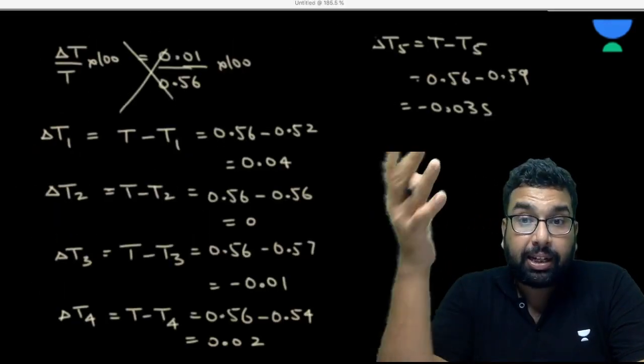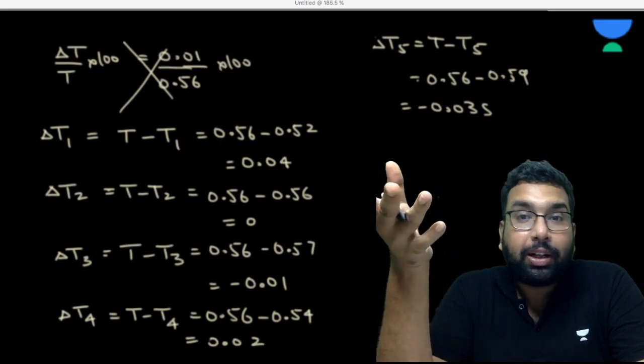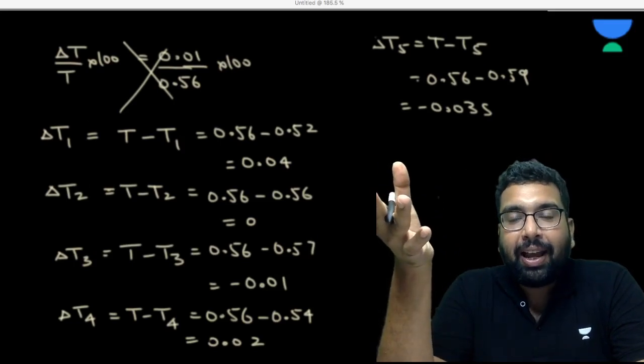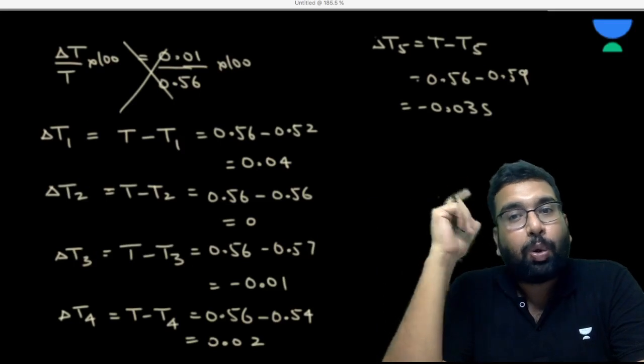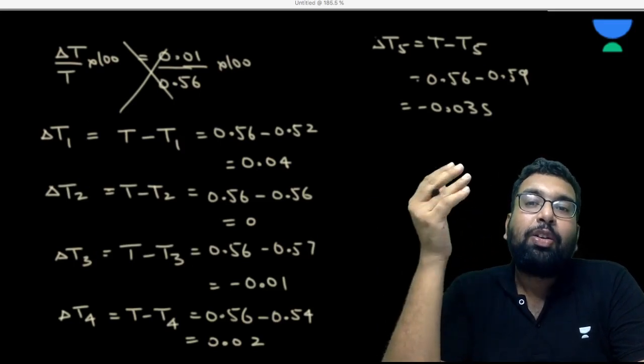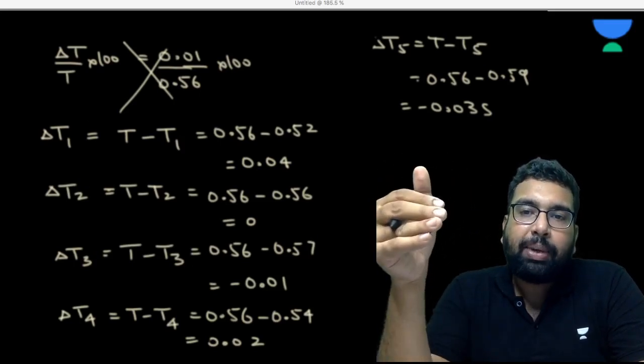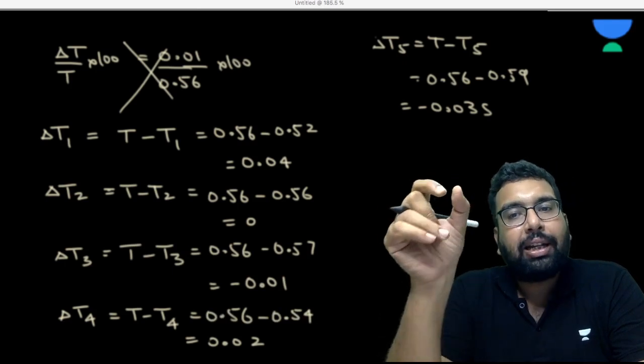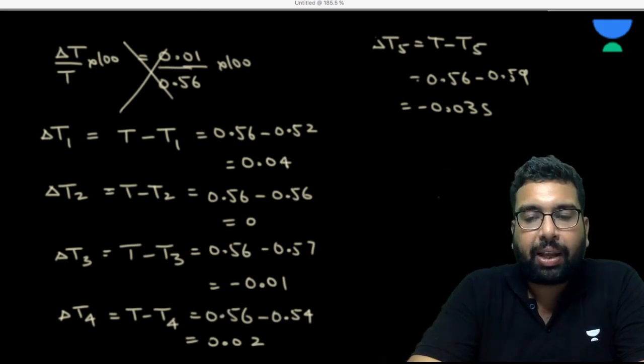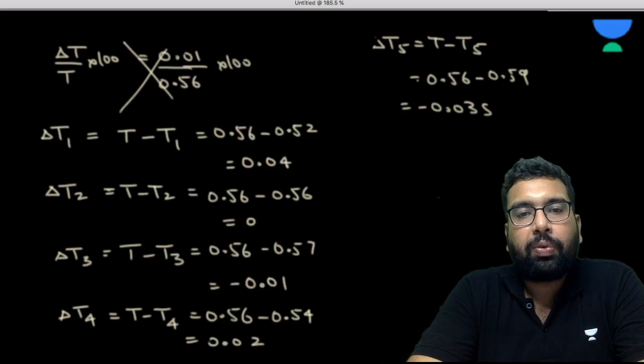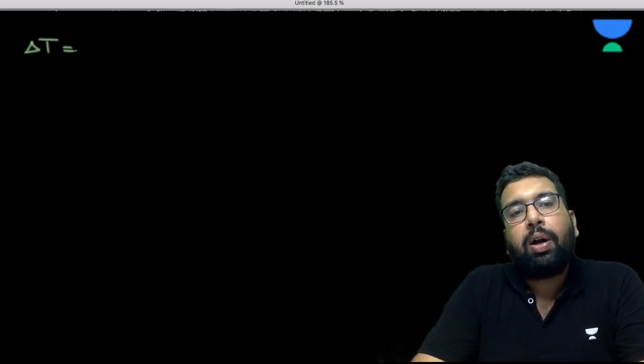When your concepts are clear, even if you are making some mistake, then something will strike you, like how it struck me. This 0.01 is the least count. But when we have all the measurements and when we have the mean value, we can get the error in each of them. So now we can get the average error. So delta t is what?